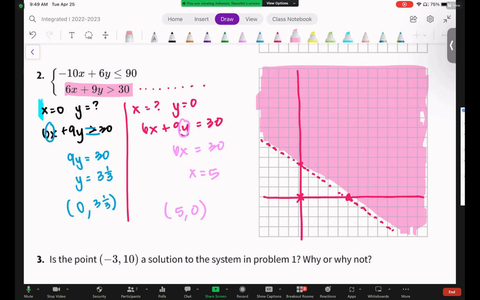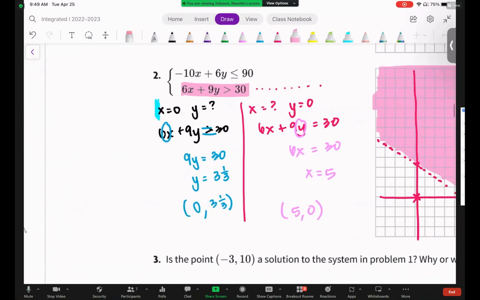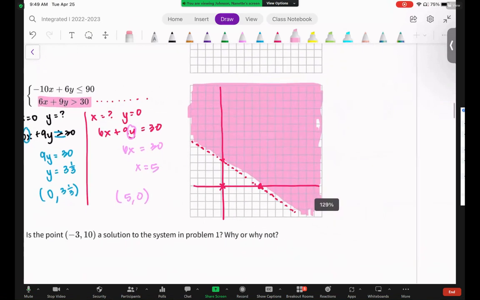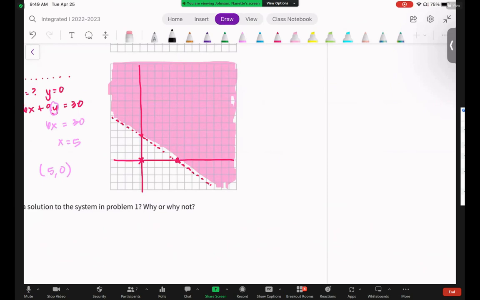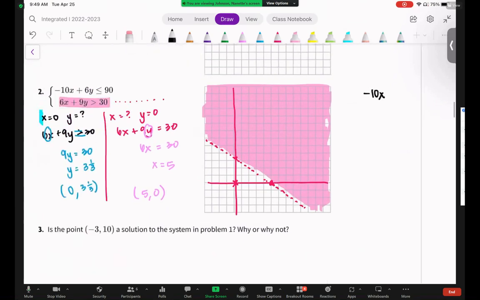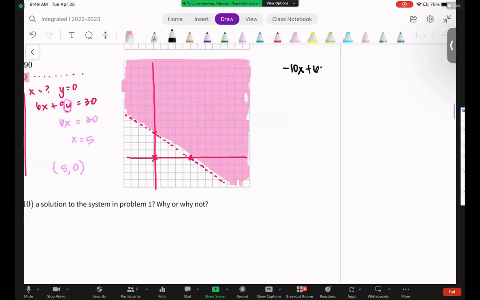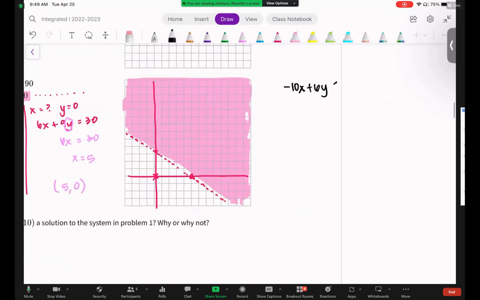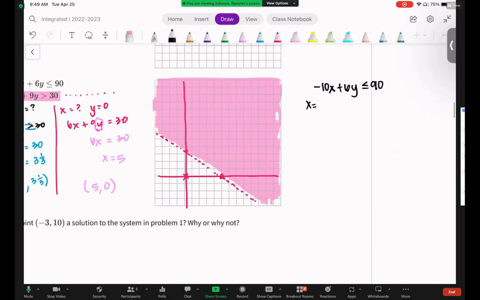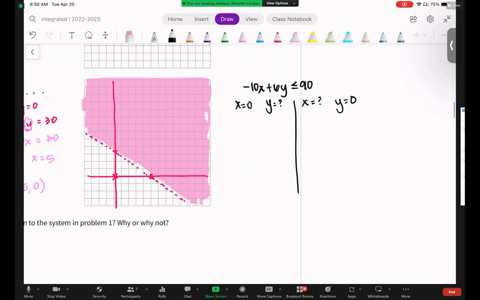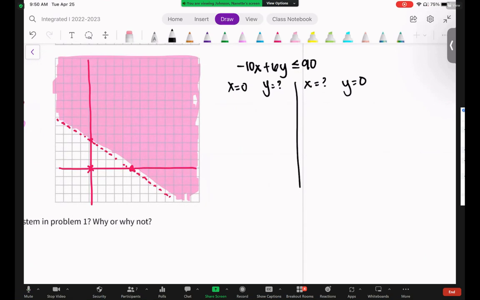Okay, so we're going to do the other equation, which I'll do all on this side. So it says negative 10x plus 6y is less than or equal to 90. And the first one we're going to do is if x is equal to 0, what's our y? And the next one, if y equals 0, what's our x?